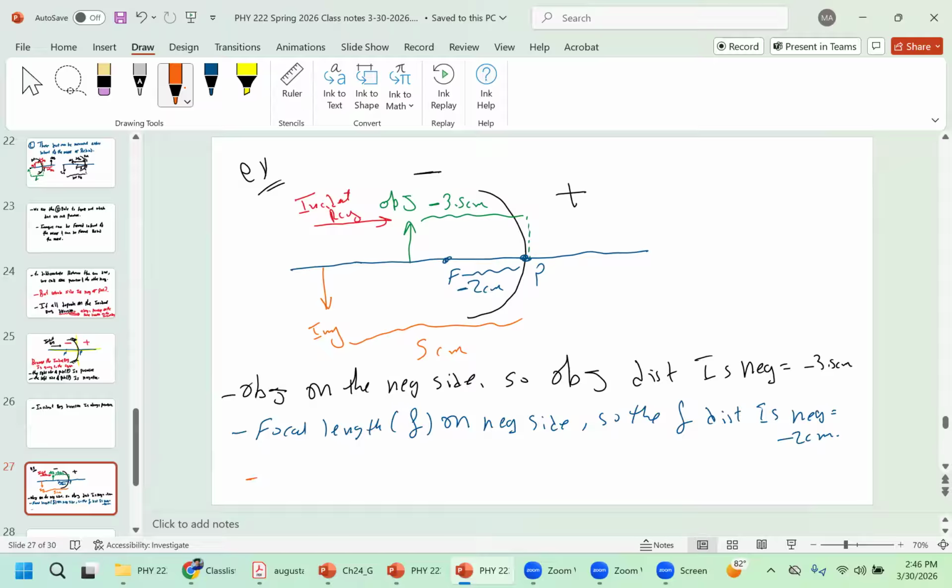Now, so we got your object, you got your focal length. The third one is your image distance. Your image distance is on the negative side because the ray is going through the pole to the opposite side. So it will be negative, which is going to equal minus 5 centimeters. So this is really going to be minus 5. Are you all with me so far? Okay. Let's do another example, shall we?